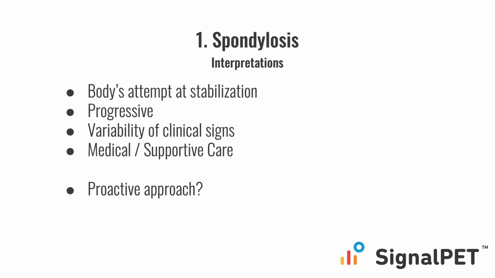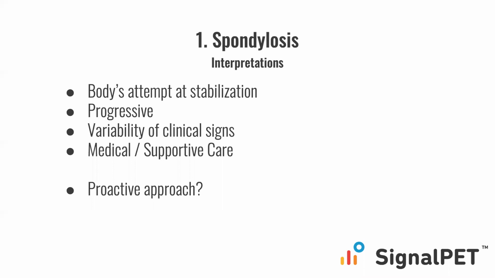Maybe there was a herniated disc. Maybe there was an injury. Maybe there was another reason. But the body is reacting by laying down bone. It's a progressive disease. No doubt, there's a variability of clinical signs. It can be mild. It can have a little bit of arthritis, or it can progress to actual neurologic signs. And no doubt, medical and supportive care is appropriate.